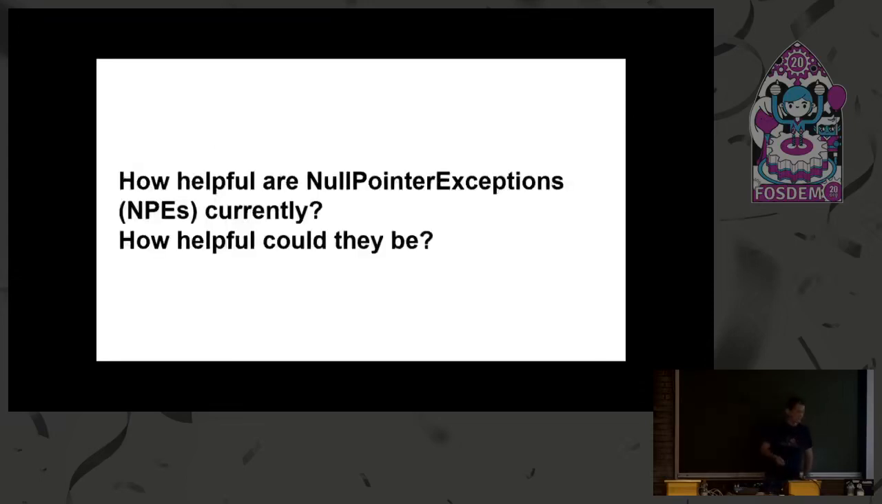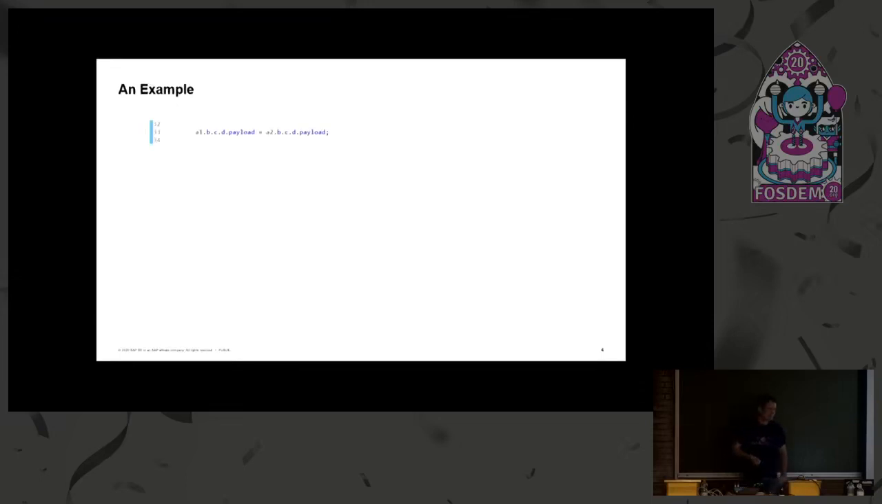Okay, how helpful are null pointer exceptions? So imagine this little code snippet. I cut and pasted it out of some source code, line 33 we see. Some object with fields, and there's another field, has some payload. There's an assignment to this payload field from another chain of object fields.